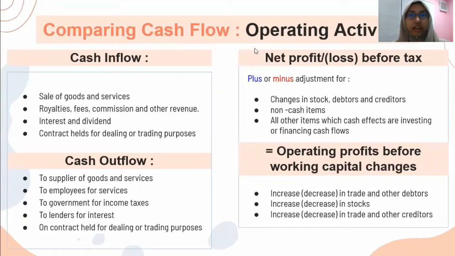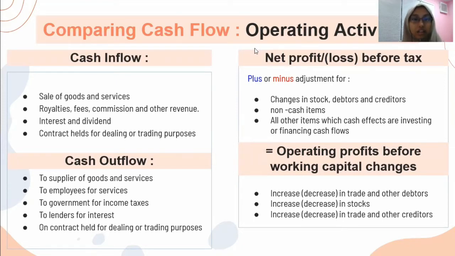Comparing cash flow under operating activities, as we can see, the left side will be the direct method and the right side will be under the indirect method. Cash flow under the direct method provides cash inflow and cash outflow. Examples of cash inflow are the cash receipt from the sale of goods and services, cash receipt of royalties, fees, commission and other revenue, interest and dividend, and cash receipt from contracts held for dealing or trading purposes.